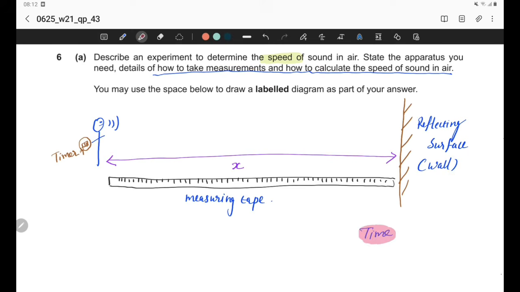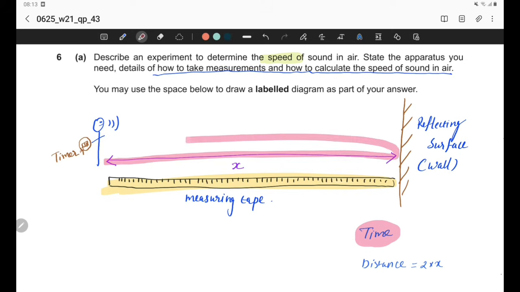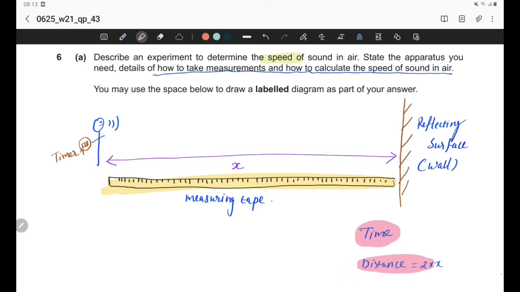So with the help of the timer we have the time taken, and with the help of the meter ruler we have the distance traveled by the sound wave also. And the total distance will be 2 times x, because we know that it is an echo which has to travel double the way, because the sound wave should come from the person to the wall and it returns back. So the distance is actually 2 times the distance between the person and the wall. That is also important. Now we have distance and time. We can calculate speed using the equation. Speed is distance over time.